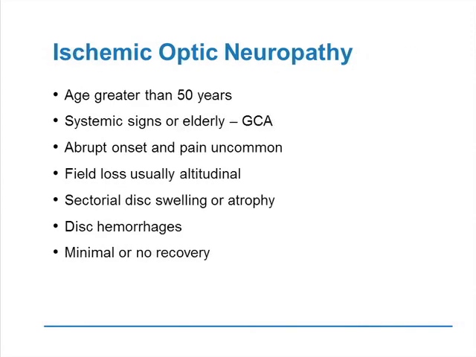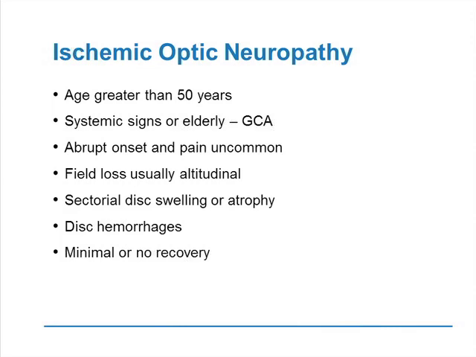Ischemic optic neuropathy is one of the most important entities to be able to differentiate from optic neuritis. However, they actually present quite differently. Ischemic optic neuropathy tends to present at an age greater than 50 years, can have systemic signs such as in giant cell arteritis, can have abrupt onset, and pain is uncommon.